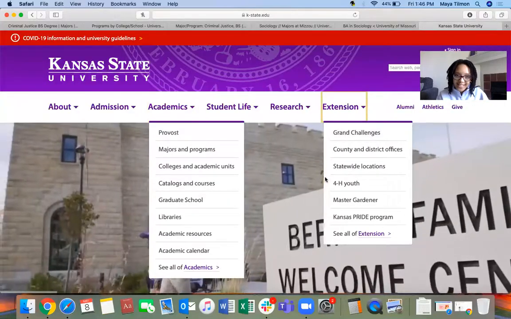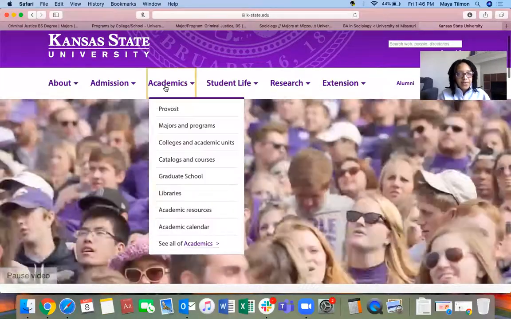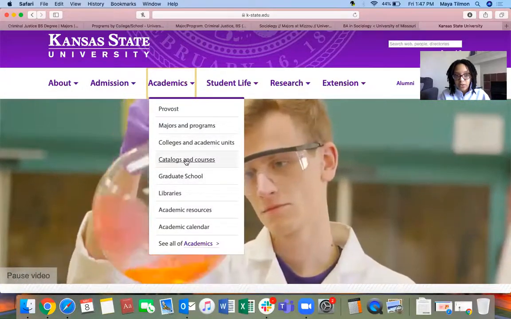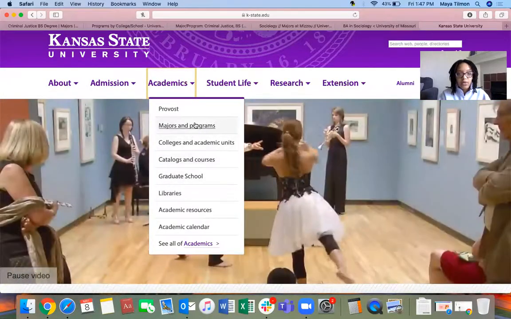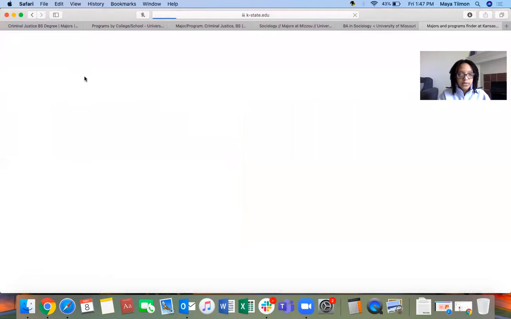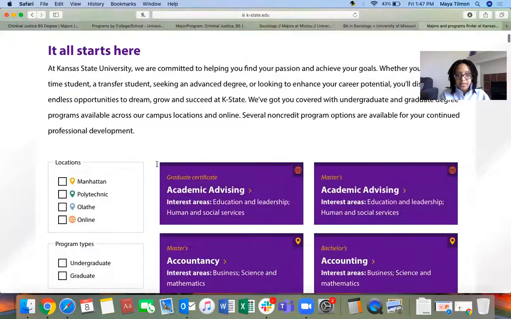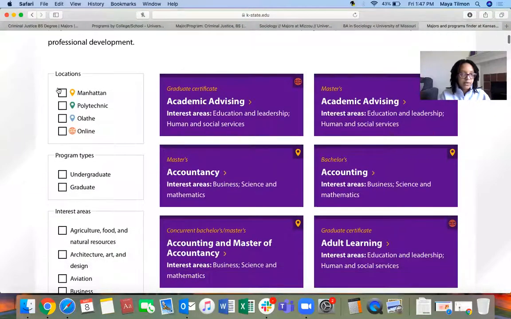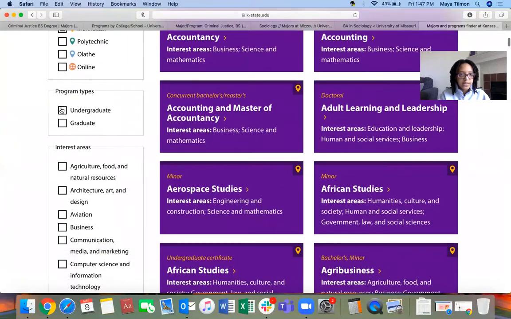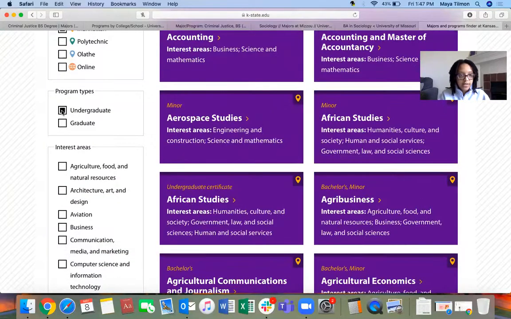Now we're going to move on to K-State, my favorite place. So academics, so you would go down to, you can go straight to the catalog if you want to go straight to the catalog, or you can go to the majors and programs website. So up to you. You're going to end up at the same place eventually. So we're going to want to take classes in Manhattan, which is where the main K-State campus is. We are an undergraduate student right now.